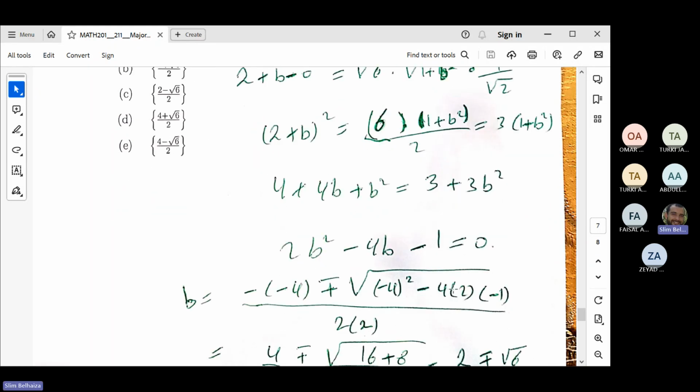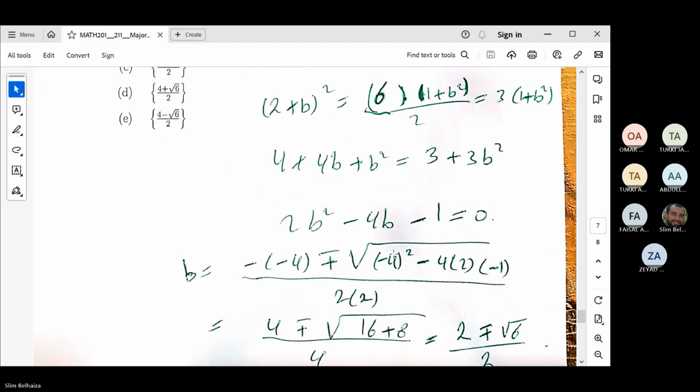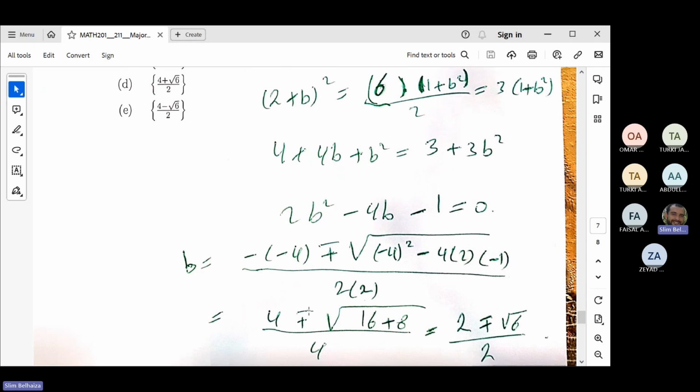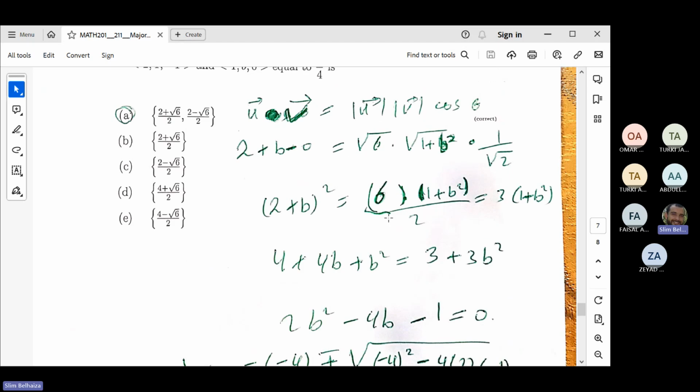Here you just apply the discriminant rule. It's going to be minus minus 4, so plus 4, plus or minus the square root of minus 4 squared minus 4 times 2 times minus 1. So you're going to have 4 plus or minus square root of 24, over 4. This is 24, yes. You can simplify by 2 if you wish. So that's why you have these two answers: 2 plus square root of 6 over 2, and 2 minus square root of 6 over 2.